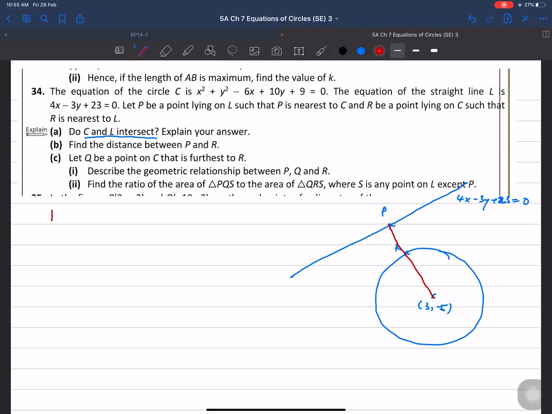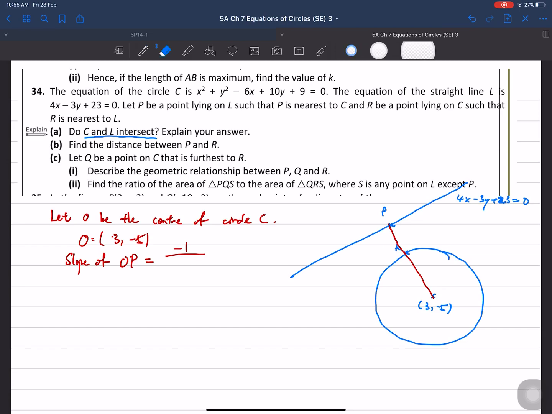First of all, I let O be the center of circle C. So O is equal to (3, -5). I want to find the slope of OP, which is the negative reciprocal of the slope of L. The slope of L is 4 over 3, so take the negative reciprocal, that means negative 3 over 4.